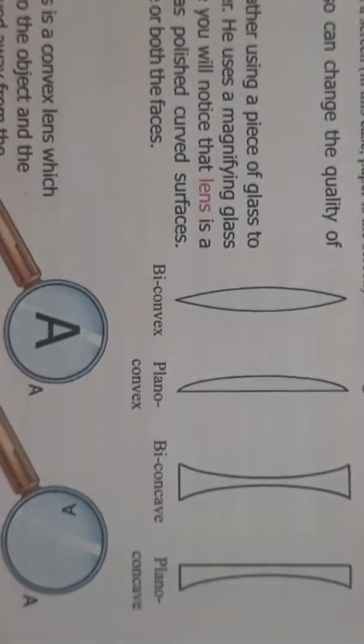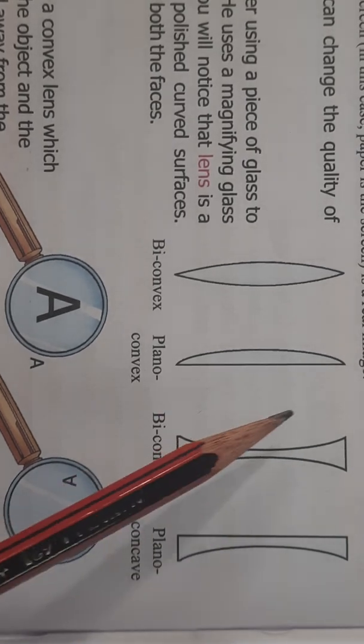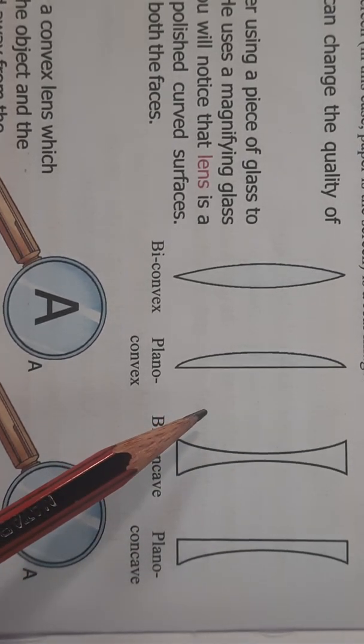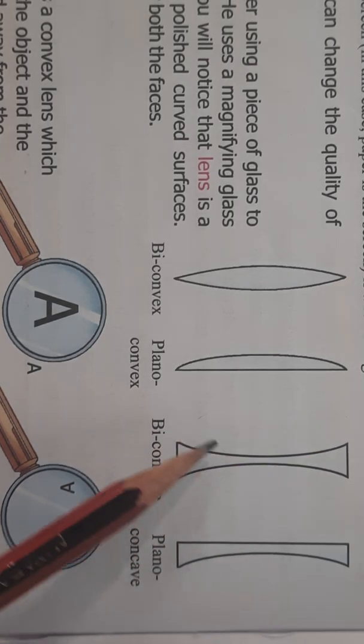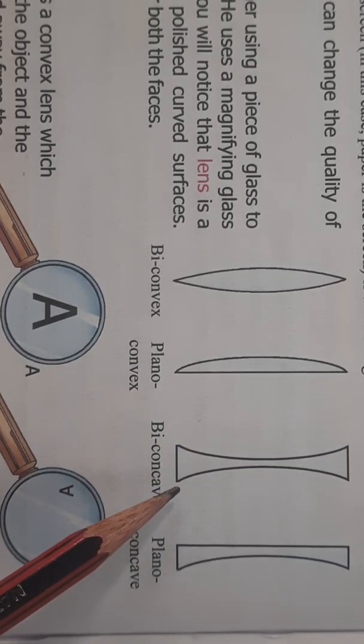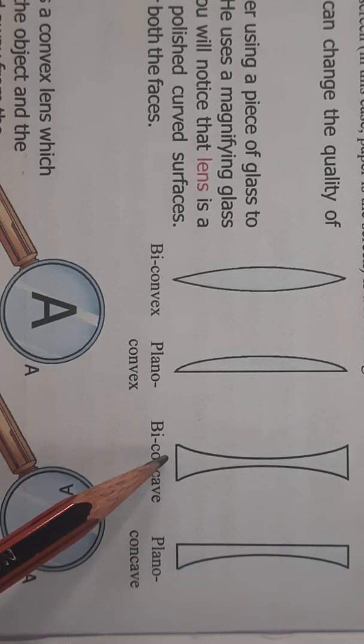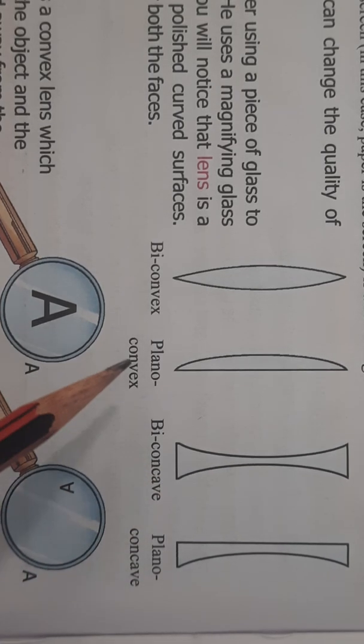If you have observed carefully, children, you will see that the lens is a piece of transparent glass which has polished curved surfaces. Again, a lens can also be concave or convex.